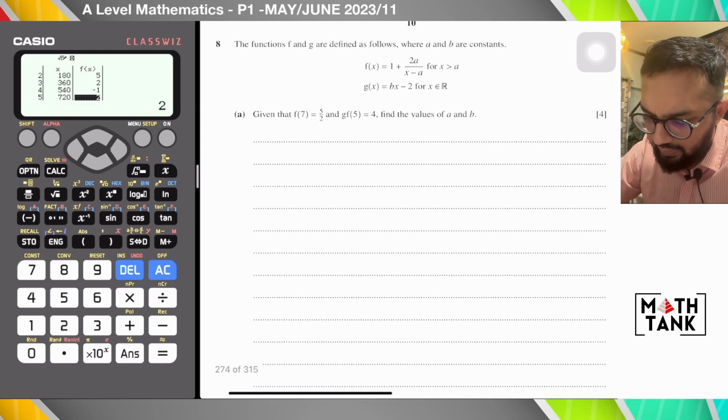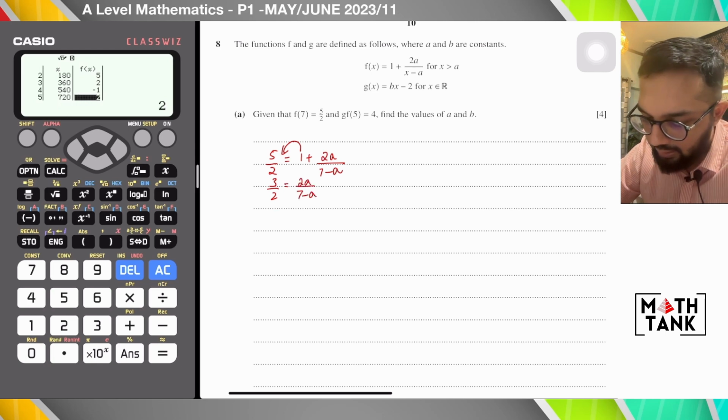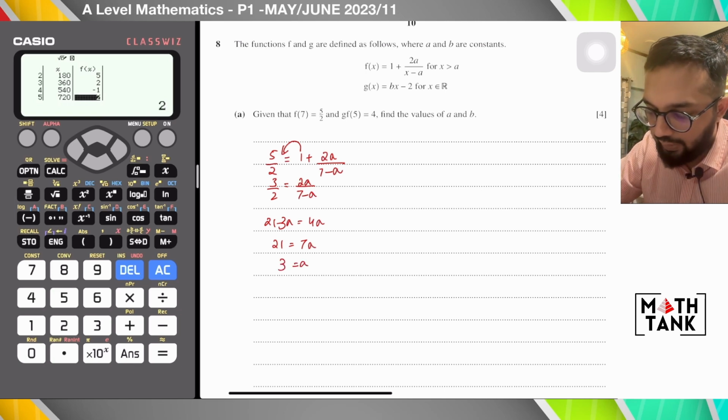I think f of 7 is easy to do. I can just say that the y value is 5 over 2 and the x value is 7. Okay, I can solve this. I can take 1 to the other side. 5 over 2 minus 1 will give me 3 over 2. I'm just going to write it here: 2a over 7 minus a. Then I can cross multiply and say 21 minus 3a equals 4a, and 21 equals 7a, and a equals 3.